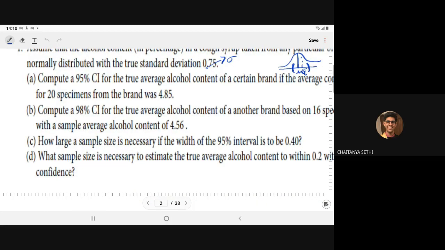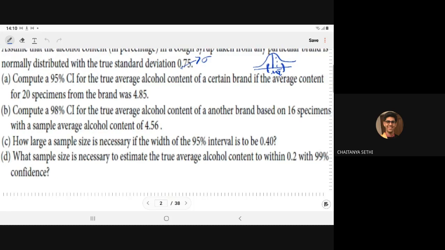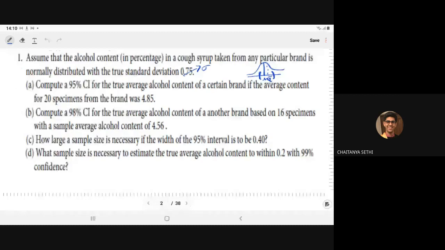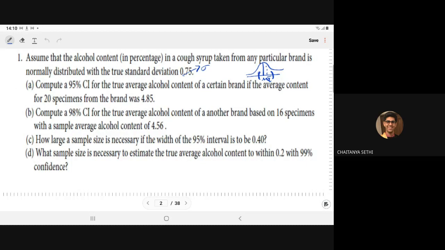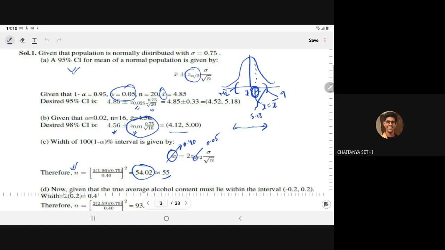What sample size is necessary to estimate the true average alcohol content within 0.2 with 99% confidence? So this is the 100 into 1 minus alpha, and this is given to you as the width. So the same type of question it is.